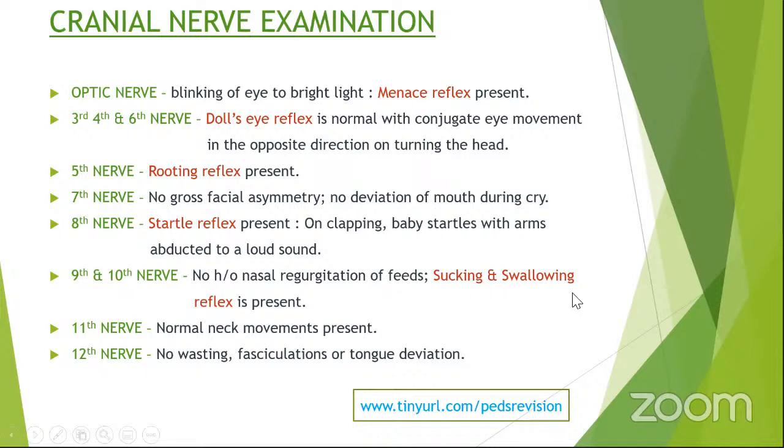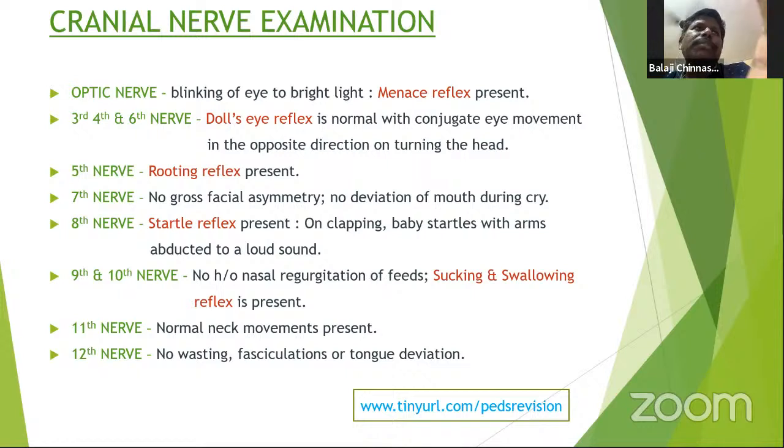In case of olfactory, if they ask, you can say that to the breast milk, the child turns the face. So even that smell, the child can recognize if they ask. Some way of assessing the first nerve also, you can say the baby turns towards the mother's milk, smell of the milk. So the baby can turn like that, you can say.